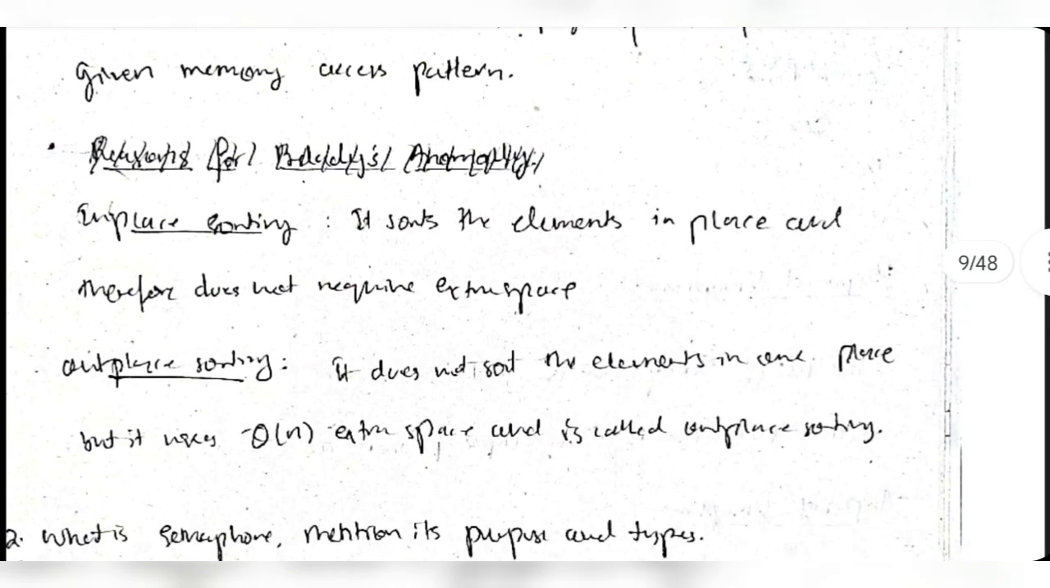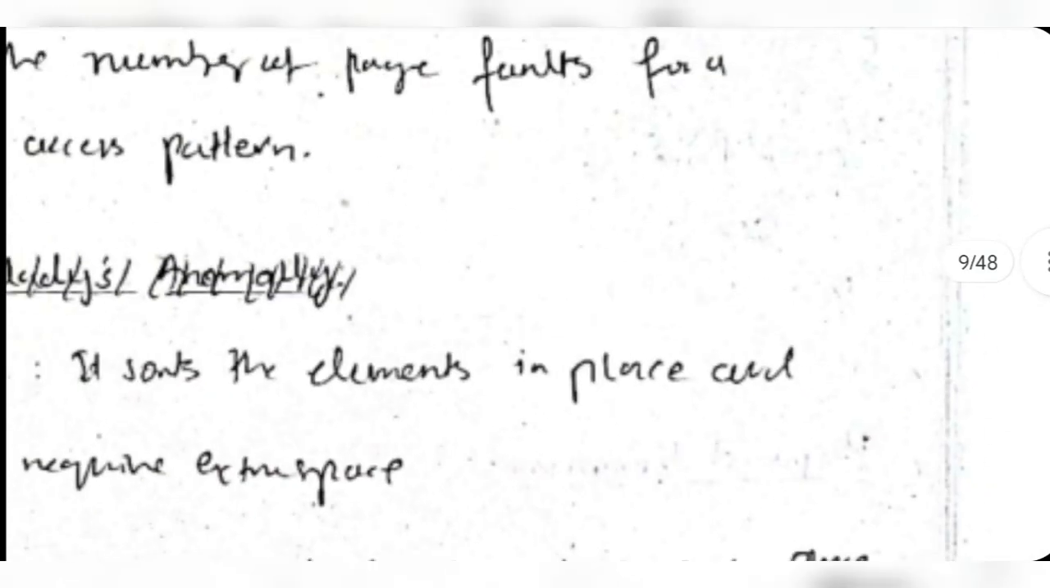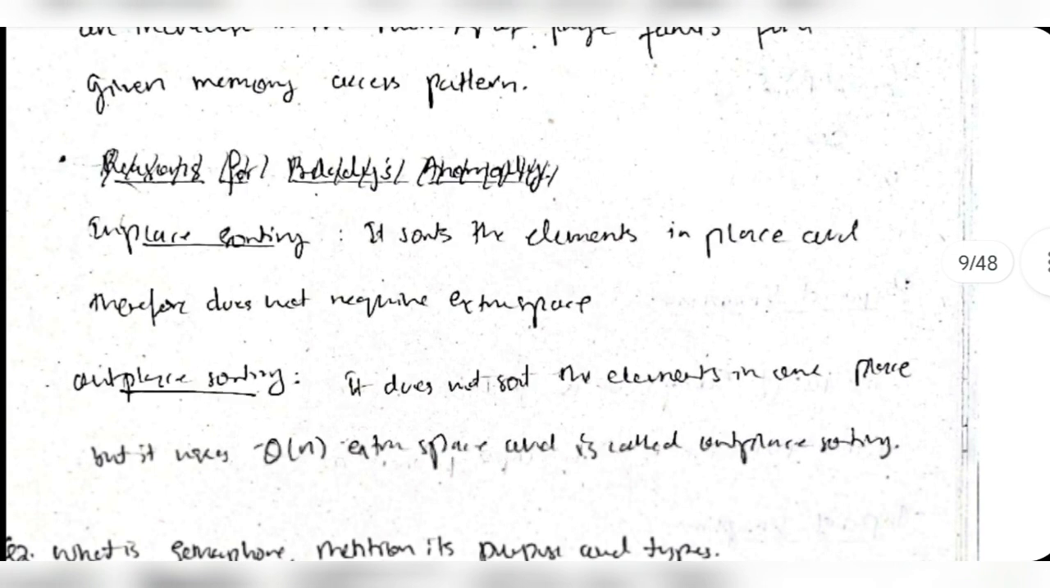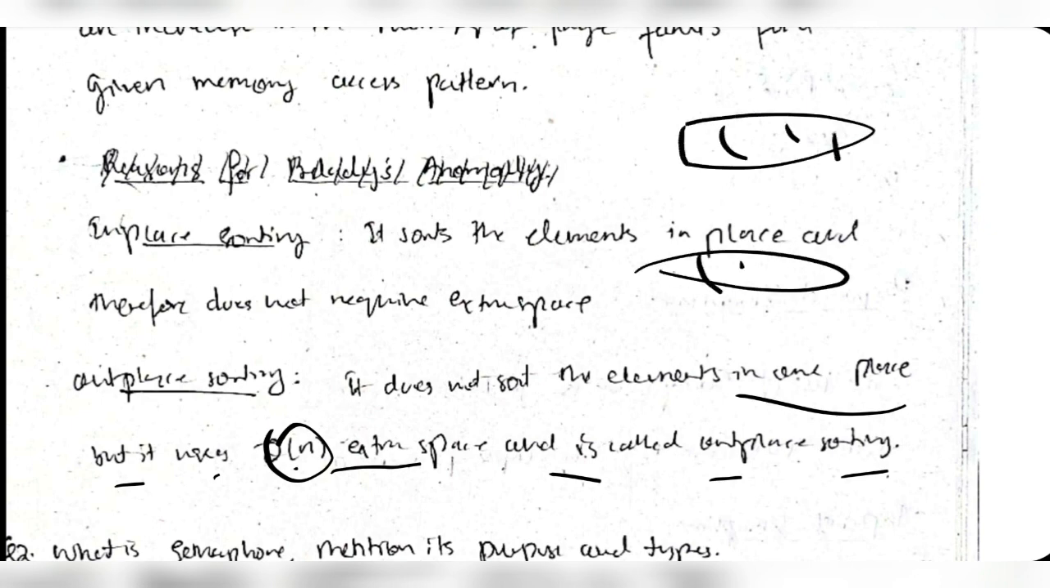What is in place? In place means it stores the elements in place and therefore does not require extra space. It stores the elements in the same array itself, just by changing the positions. Out place means it does not sort the elements in one place, but uses O(n) extra space and is called out place sorting. To sort these elements, it requires another array here.